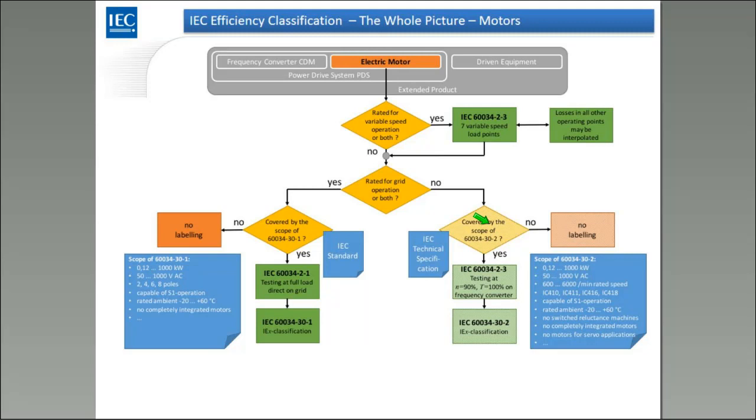And of course, the next question is then, is it in the scope? If it's not, then there is no labeling. Here again, if it's not in the scope, there is no labeling. And if it's in the scope, then you have the testing standards 34-2-1 in case of motors rated for grid operation, 34-2-3 in case of motors rated for variable frequency operation only. And then after the testing, you can do the classification and assign an IE class to the motor.